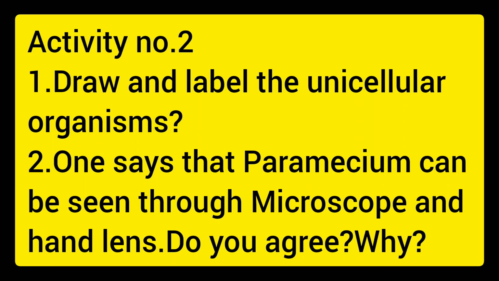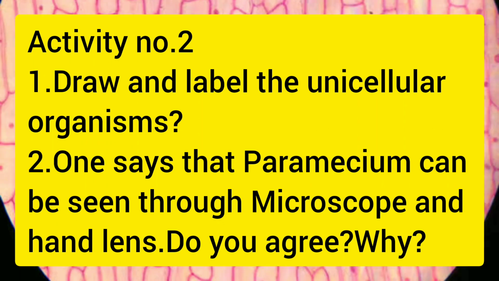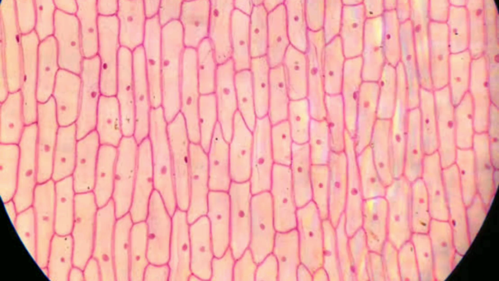Number 2. One says that paramecium can be seen through a microscope and a hand lens. Do you agree? Why? We can see many plants and animals around us. We can see them through the naked eye. They have more than one cell in their body, so they are called multicellular organisms. Examples of multicellular organisms include all the plants and animals that can be seen through our naked eye.